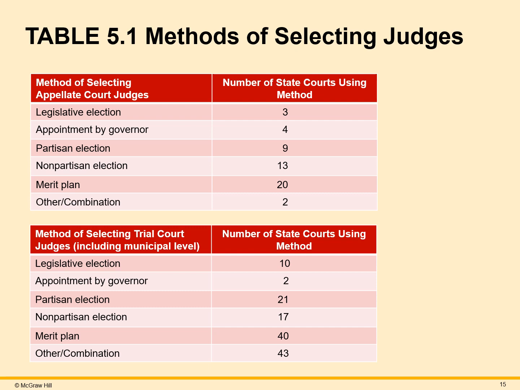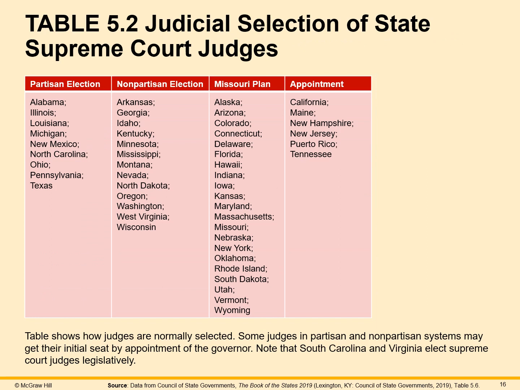This slide contains the various methods of selecting judges. You have legislative elections. There are mainly 3 states that use this, all the way to the merit plan, which is about 20 states that use this, and so on and so forth. This table shows judges who are nominally selected. Some judges in partisan and some in nonpartisan systems may have their initial seat appointed by the governor. Note that South Carolina and Virginia elect a Supreme Court judge legislatively.